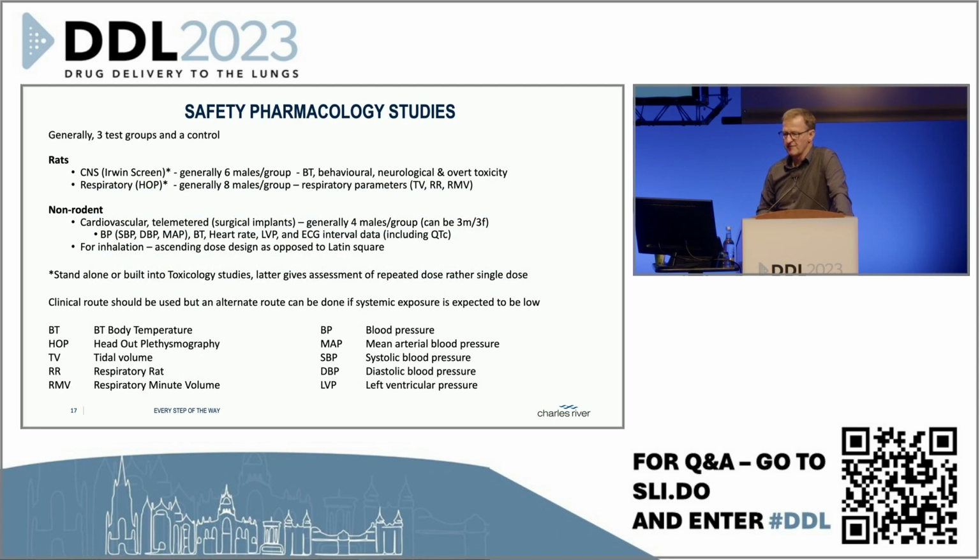So in terms of the safety pharmacology studies, the Irwin screen and the respiratory study are done in the rodent. For the Irwin screen, this is generally 6 males per group, and we would measure body temperature and behavioral, neurological, and signs of overt toxicity. For the respiratory study by the inhalation route, then this is head-out plethysmography. It's done in 8 males per group and would measure tidal volume, respiratory rate, and respiratory minute volume.